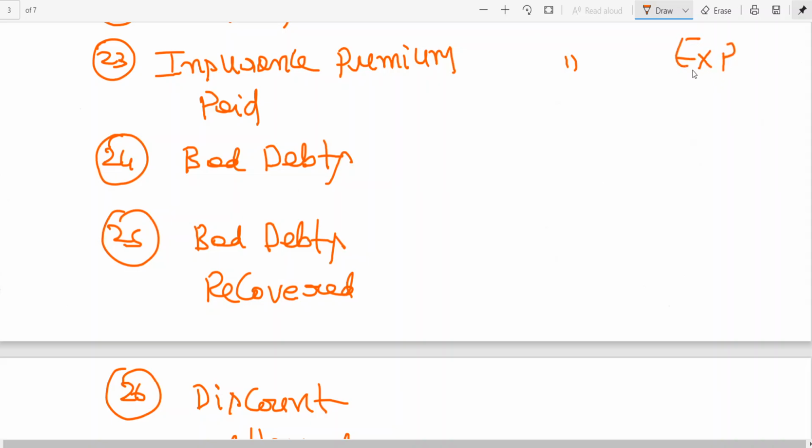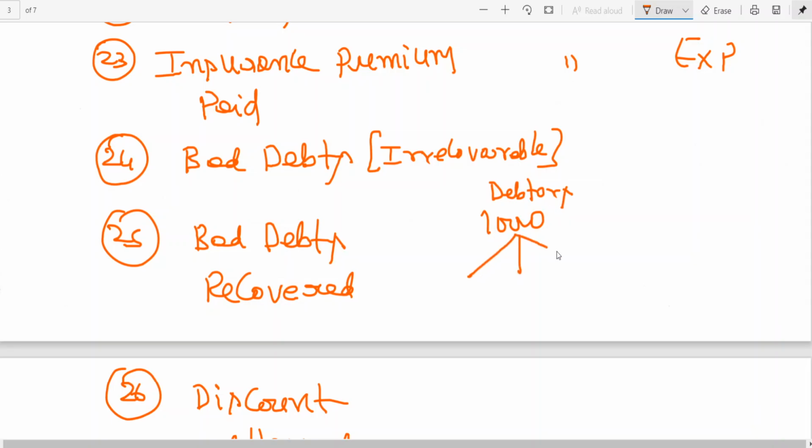Bad debts. I need to give you a brief idea on this. Suppose I have sold goods of 10,000 rupees, and when I sell the goods, they are called debtors, the amount which is due from customers. There are three ways: good, bad, doubtful. Out of 10,000, 5,000 has been received, 1,000 say irrecoverable, remaining 4,000 doubtful. So I am classifying the debtors into three types.